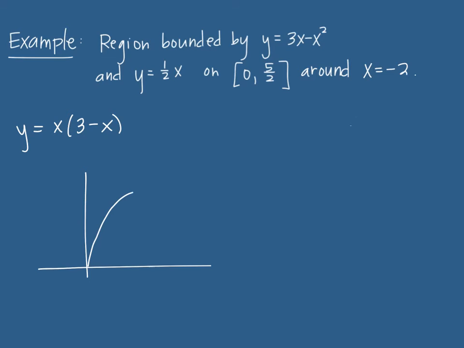So my parabola looks like this, going from 0 to 3. Y equals half x is a line with a slope of half, which is going to come up that way. And these intersect at 5 over 2. So we are looking at the area, the region in between.